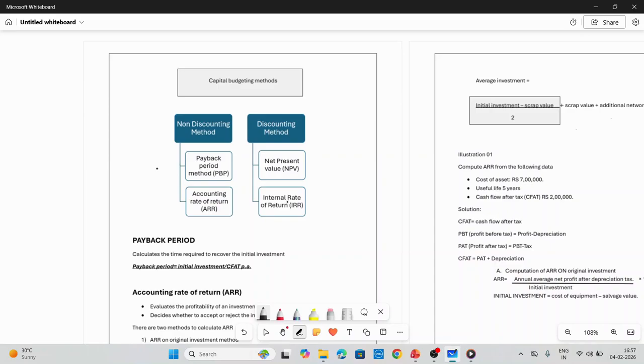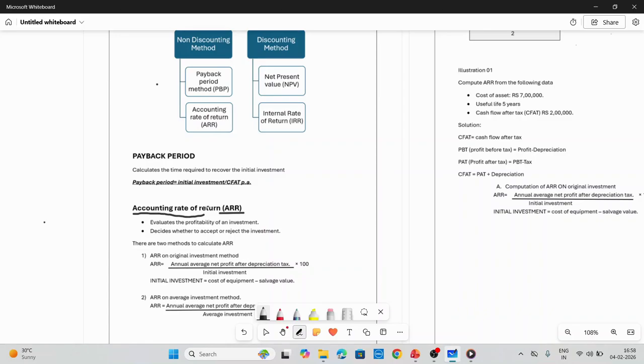ARR in financial management stands for accounting or average rate of return. ARR tells us how much profit a project earns compared to the investment made. In simple words, ARR answers one question: is the project profitable based on accounting profit? To calculate ARR, we use two methods. One is the original investment method and the other is the average investment method.